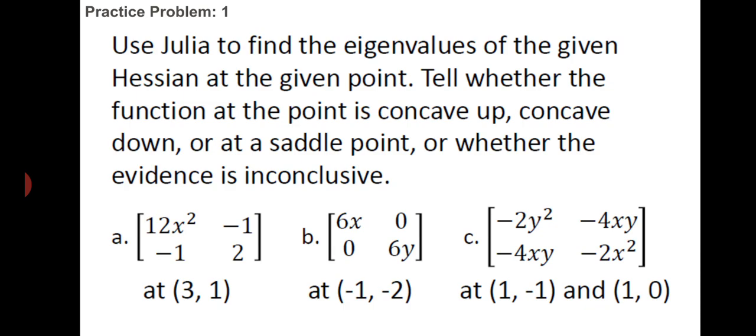So this is a problem given to you for the assignment. You can calculate up to this point using Julia to find the eigenvalues of the given Hessian matrix. Tell whether the function at the point is concave up, concave down, or a saddle, or whether the evidence is inconclusive, right?